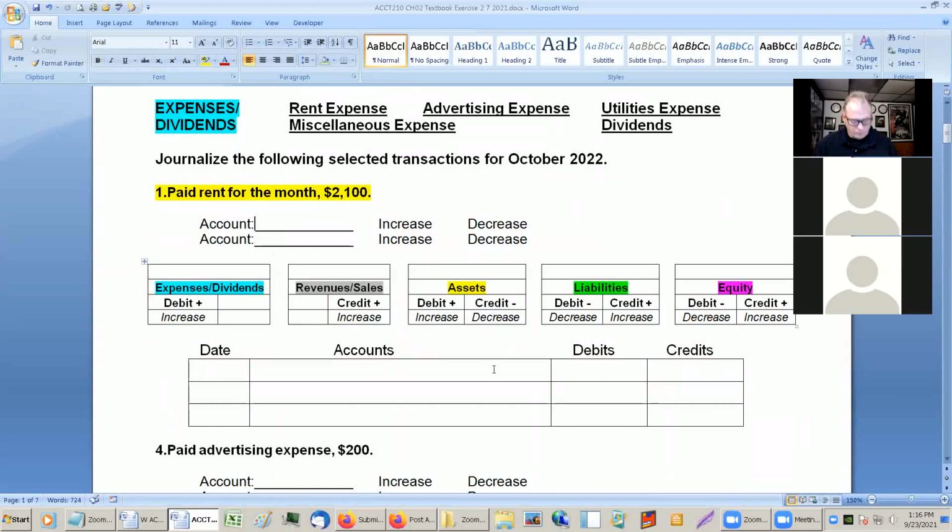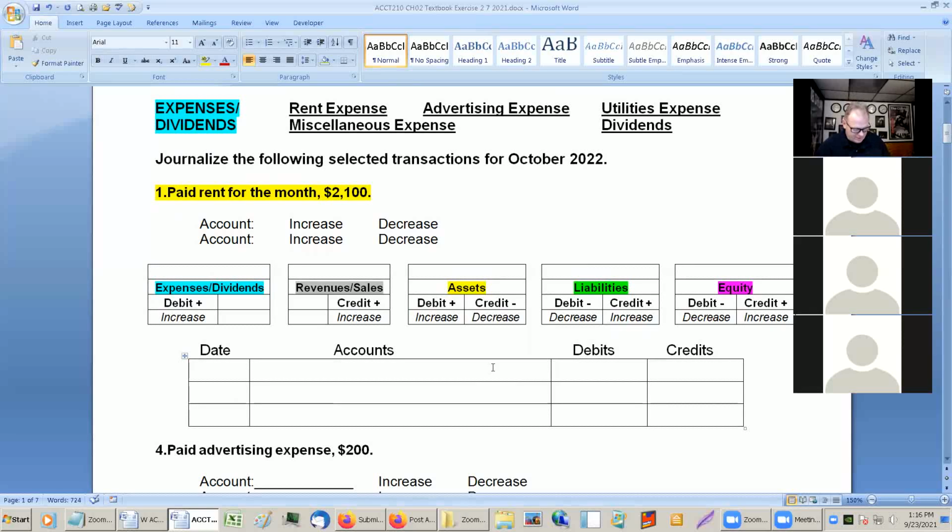What are the accounts? Nobody knows the accounts? Who knew? What's one of the accounts? Someone shout out one of the accounts. Rent expense. Rent expense, yes. Cash? Yep. Yep and yep.